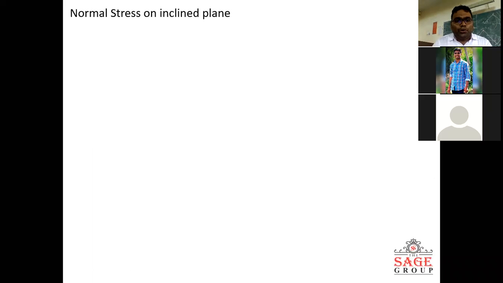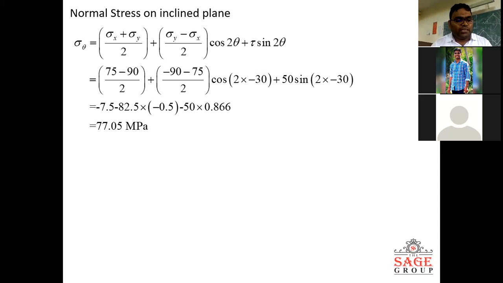So, normal stress on the inclined plane. We know the formula for that: sigma theta is equal to (sigma x plus sigma y) by 2 plus (sigma x minus sigma y) by 2 cos 2 theta plus tau sin 2 theta. This is a simple formula we discussed in the previous classes. Just put in the respective values of sigma x and sigma y. We know sigma x is 75 megapascal and sigma y is minus 90, minus because of its compressive nature.